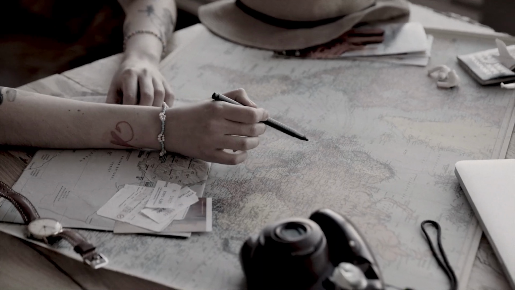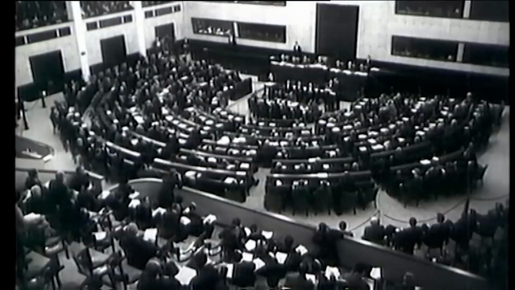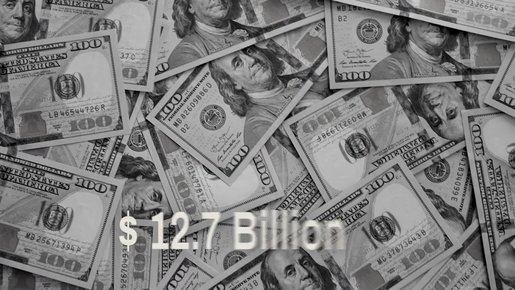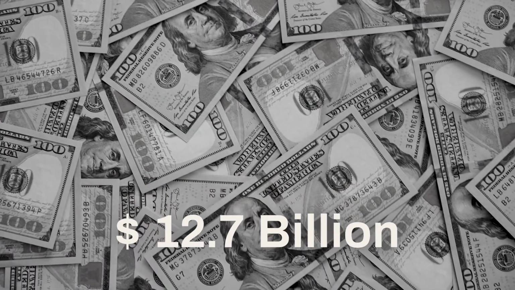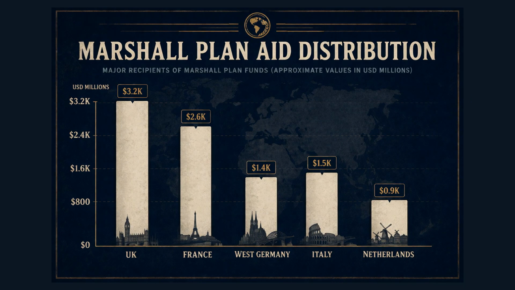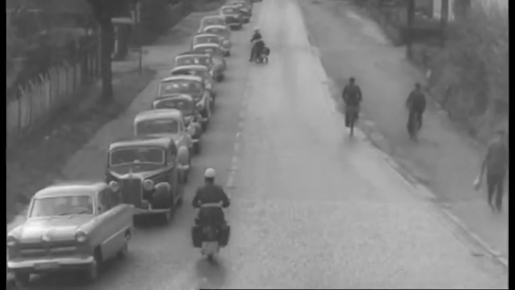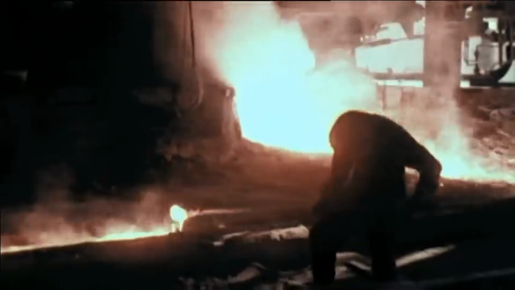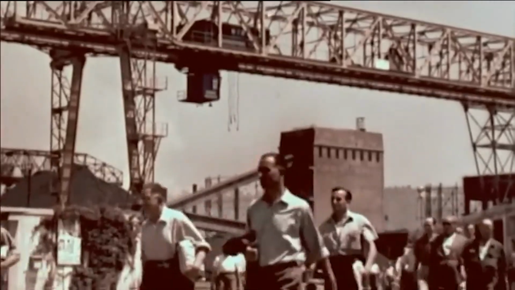Now comes the uncomfortable part. The Marshall Plan mattered, but not always in the way people think. The money was large. In the standard ERP series, aid reached about $12.7 billion over the main program years. The biggest recipients included the United Kingdom, France, West Germany, Italy and Trieste, and the Netherlands. But Europe's recovery cannot be explained by money alone. Some reconstruction was already underway.